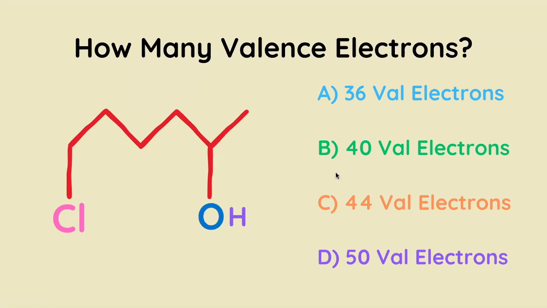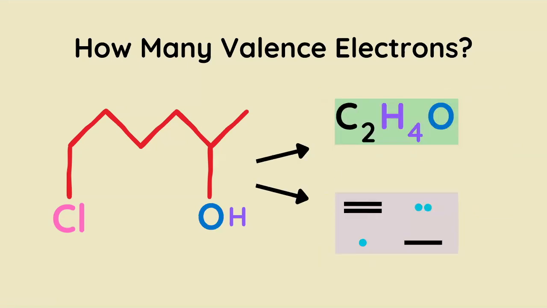36 valence electrons, 40, 44, or 50. There's essentially two ways that we can do this. One is to find the molecular formula, and this is not actually the molecular formula of this molecule, it's just an example. Or we can do it with the stick and dot method.